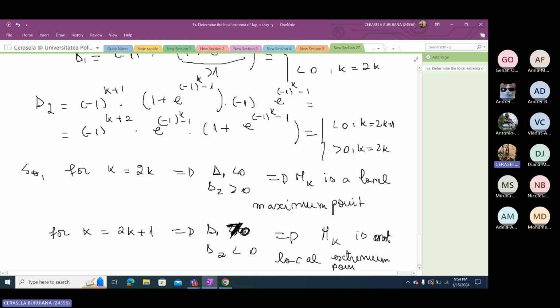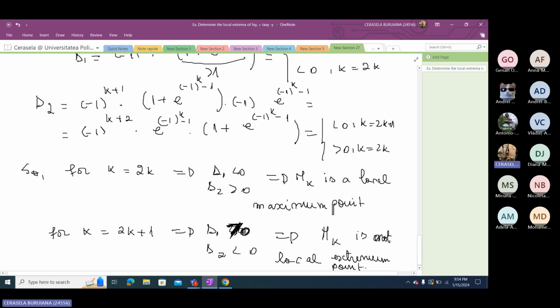And we finished. So the conclusion is that an infinity of points are local maximum points, and also there are an infinity of points which aren't local extremum points. Also, we remark that we don't have any local minimum points. Interesting exercise. This is an exercise where we see that there are an infinity of local extrema points. That was the aim of the exercise, to show you something new.